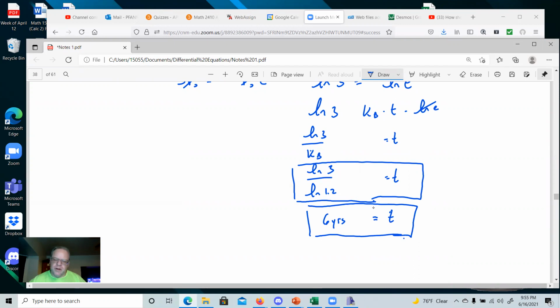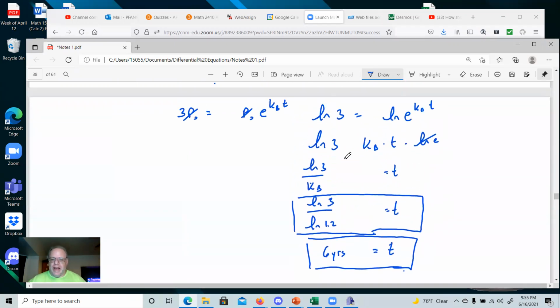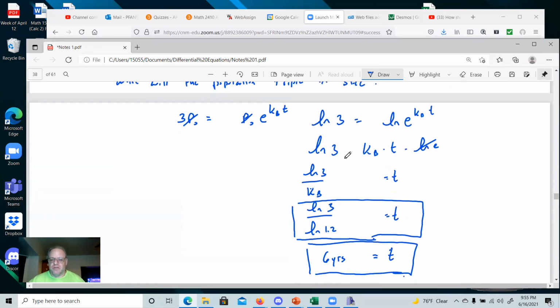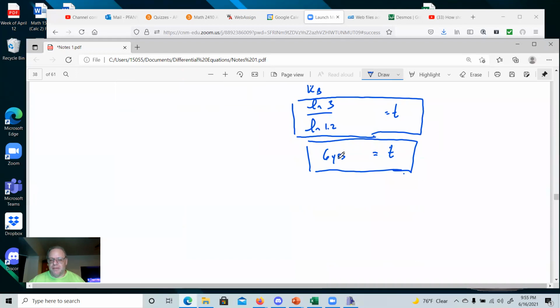Okay, so there's our solution for this. Now, you might rightly ask the question: what happens if there are too many bunnies? Yeah, there can be. This is called exponential growth. This is the exponential growth model.